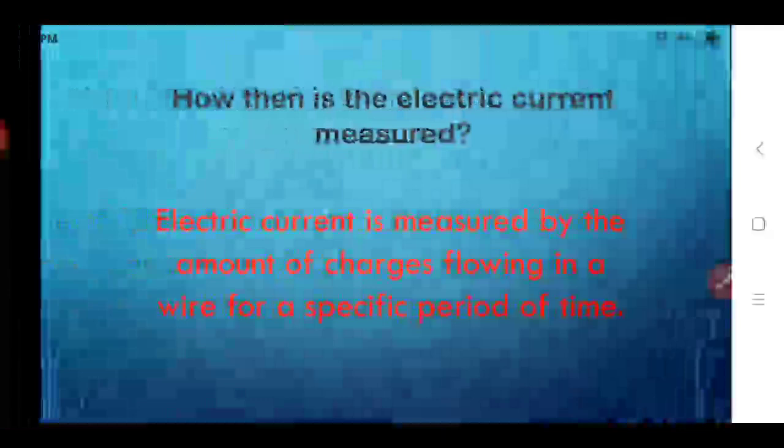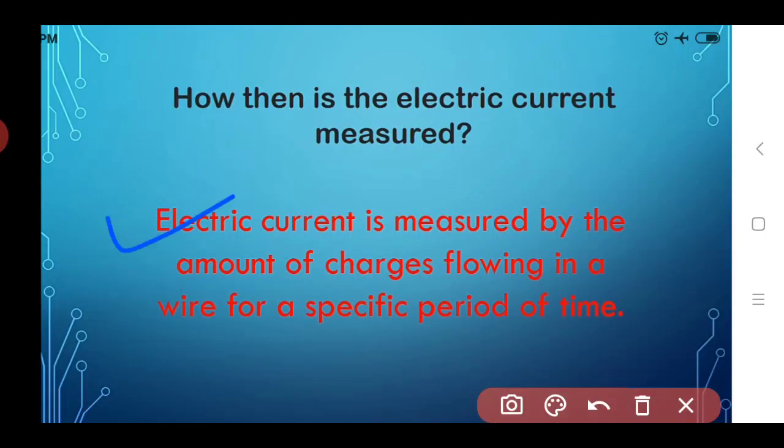So as with water, can we measure the electric current? Here the answer is like this. Electric current is measured by the amount of charges flowing in a wire for a specific period of time. As with water, here also we measure the amount of charges, meaning how much charge is flowing within that wire for a specific period of time, meaning within 1 second how much charge flows from one point to another point, that is from the high potential to the low potential point.